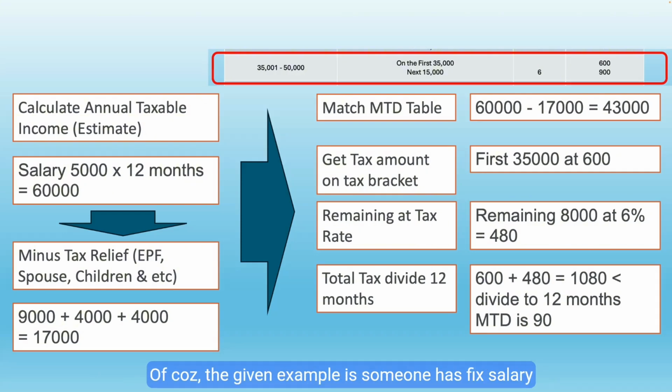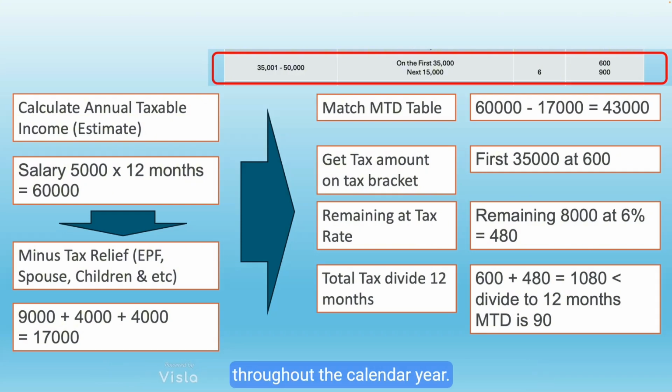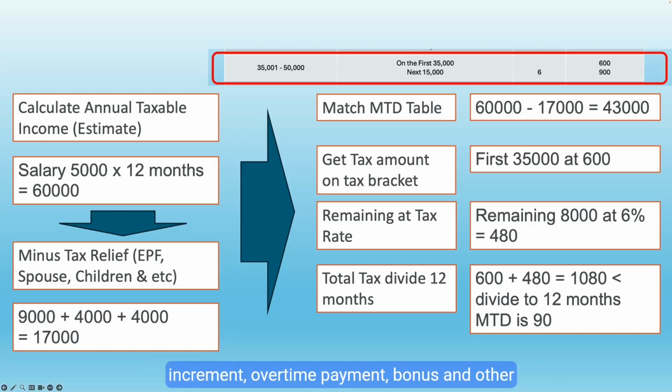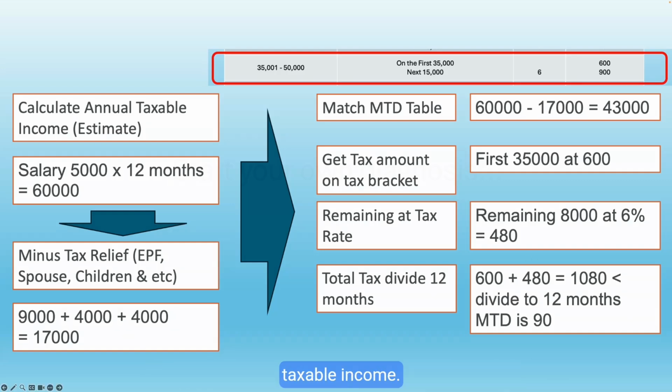Of course, the given example is someone who has a fixed salary throughout the calendar year. Tax could go up and down if there is a salary increment, overtime payment, bonus, and other taxable income.